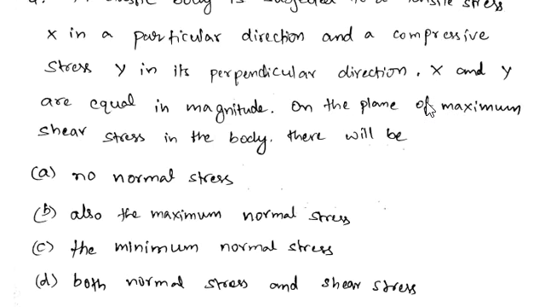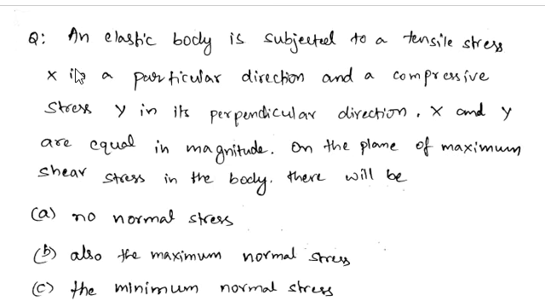And if you see the next question here, an elastic body is subjected to a tensile stress X in a particular direction and compressive stress Y in its perpendicular direction, meaning perpendicular to the initial X direction. So X and Y are equal in magnitude, meaning the stresses acting in the X and Y directions are equal in magnitude but opposite in nature, because one is tensile stress and another is compressive stress.